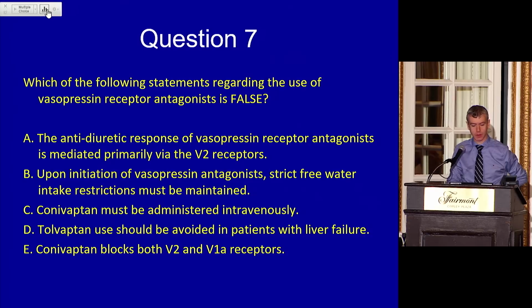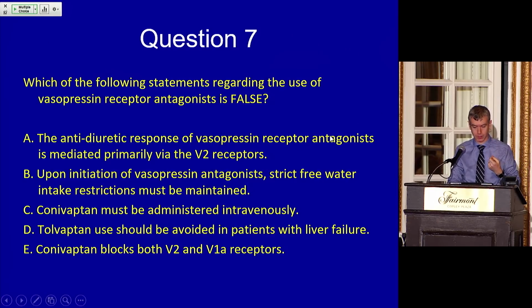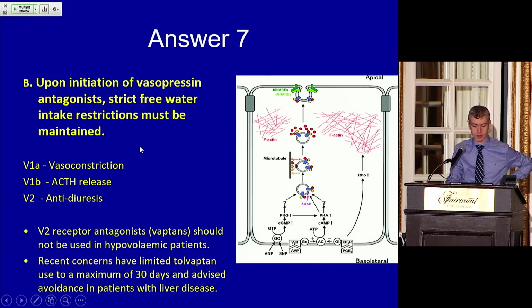Okay, so let's have a look. So most people are choosing B as the false one, which is correct. Okay, so a quick jump through the different types of vasopressin receptors. The V1A receptors are present in endothelial cells and upon activation cause vasoconstriction. V1B is responsible for ACTH release, and the V2 receptors are located predominantly in the kidney and are responsible for antidiuresis.